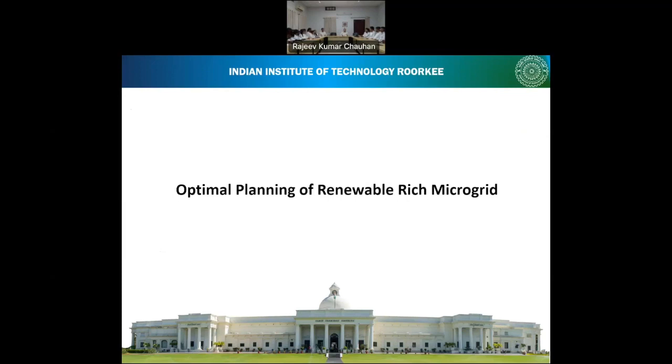Now the load is known to you. But then we require what kind of resources are required. Some areas are solar rich, some areas are very windy, a lot of wind is there. Like in a village, there will be a lot of biofuel.